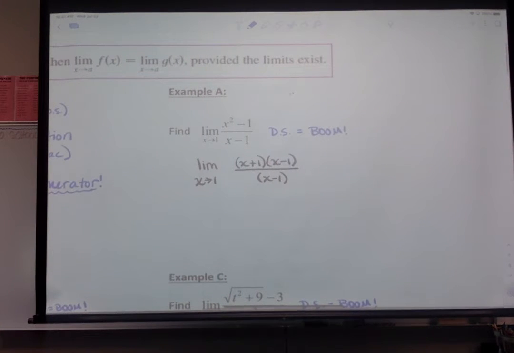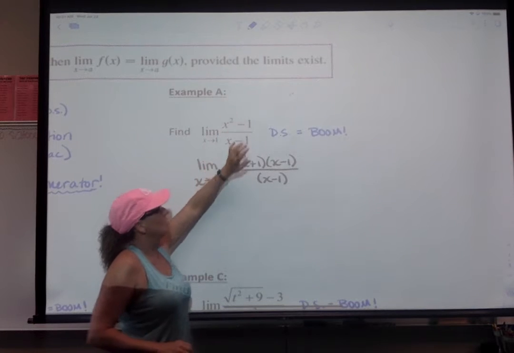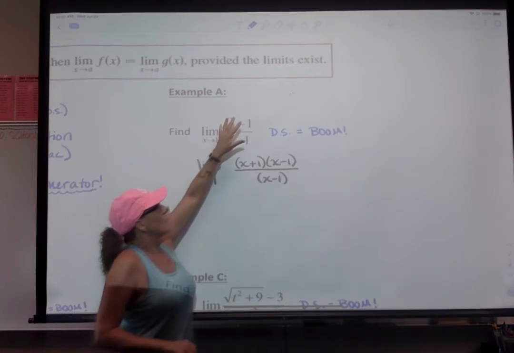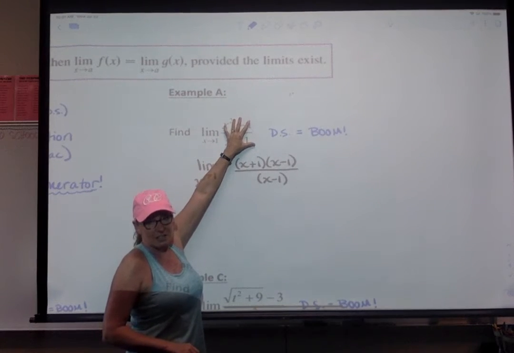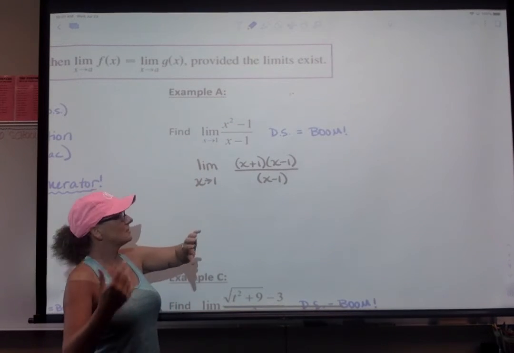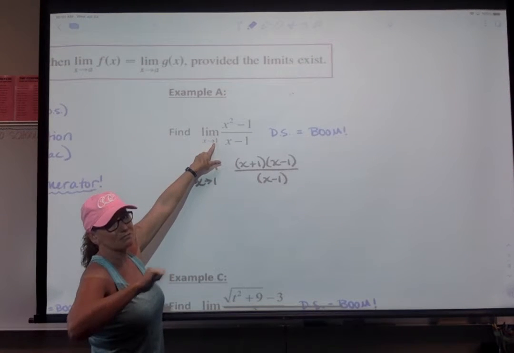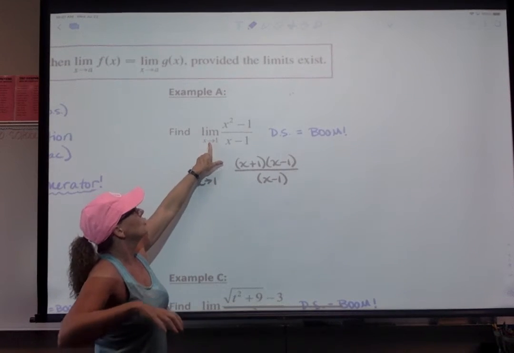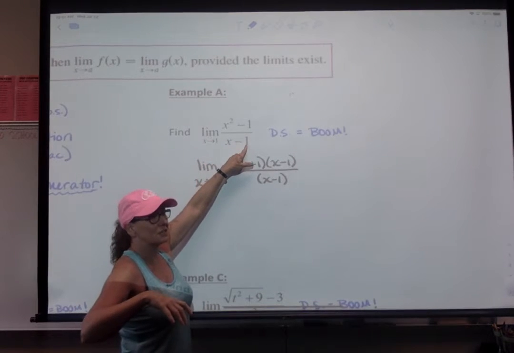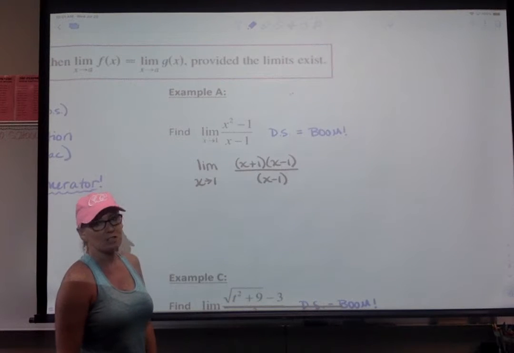Now, in example A, we are trying to find the limit as x approaches 1 of this function. So as x gets close to 1, I wonder where my y values are headed in this function. Now, I'll go ahead and say I did try direct substitution. You can see really quickly, without writing anything out, the moment you plug 1 into your denominator, direct substitution is not going to work in this problem.